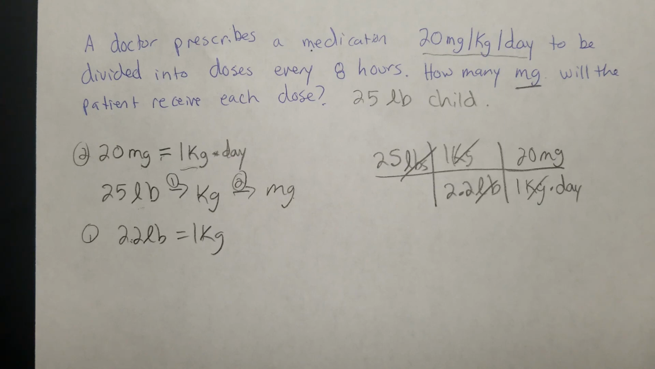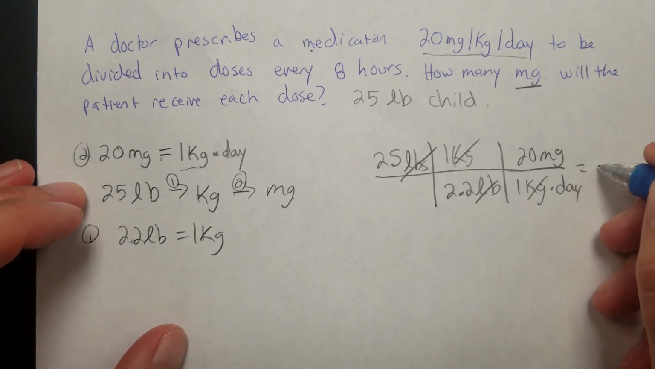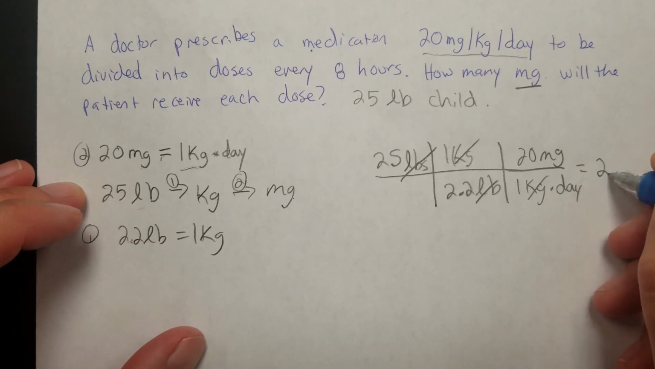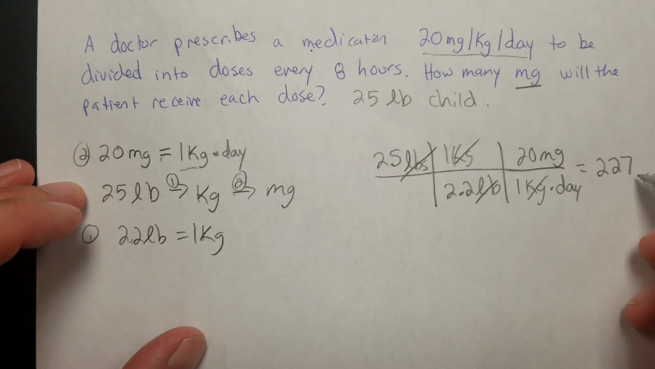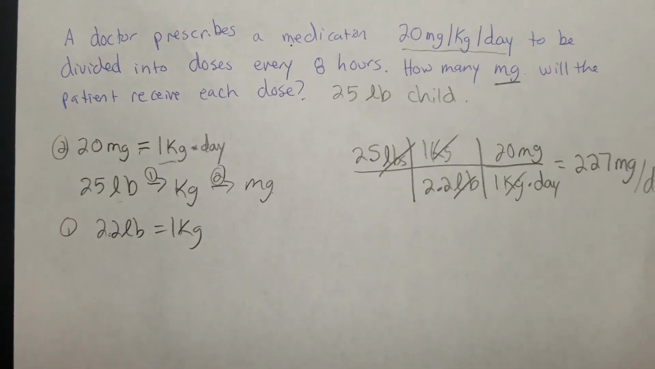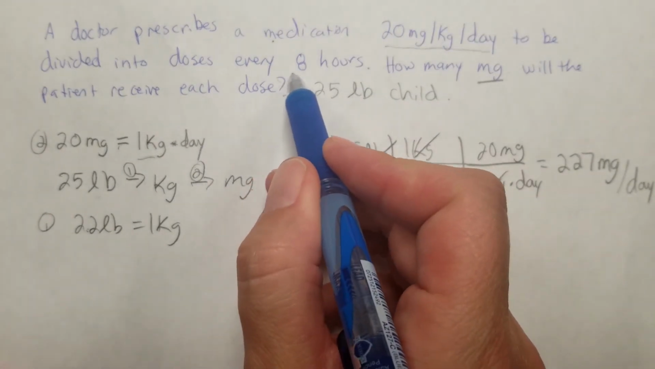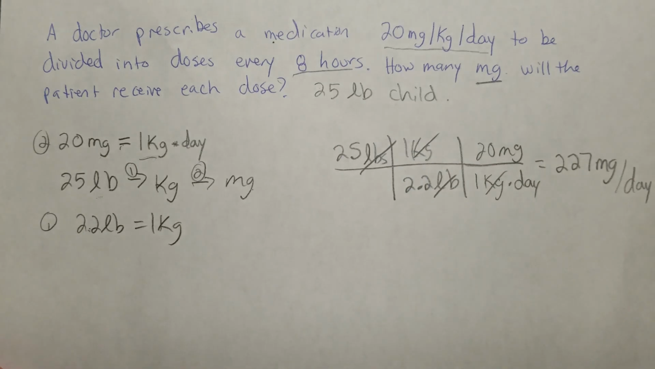So 25 times 20, multiply across the top, divide by what's on the bottom, 2.2. So per day, this child needs to receive 227 milligrams per day. Okay, this is not the final answer. That's why I'm not even worried about sig figs here yet, because we need to figure out how much to give the child every 8 hours.